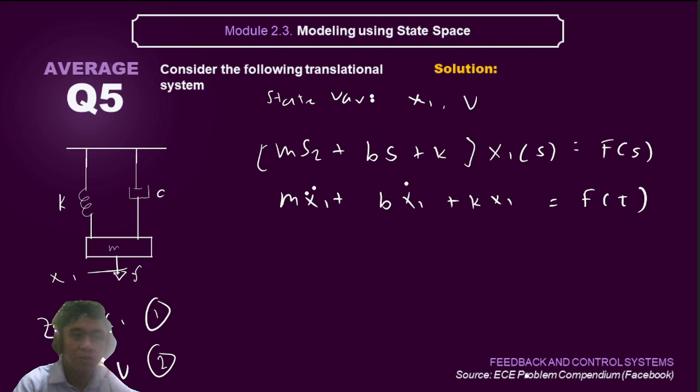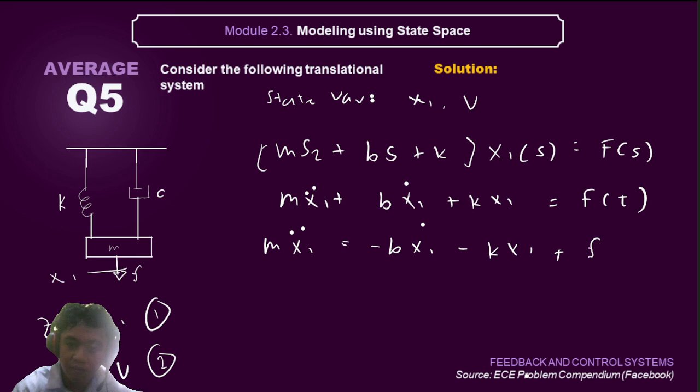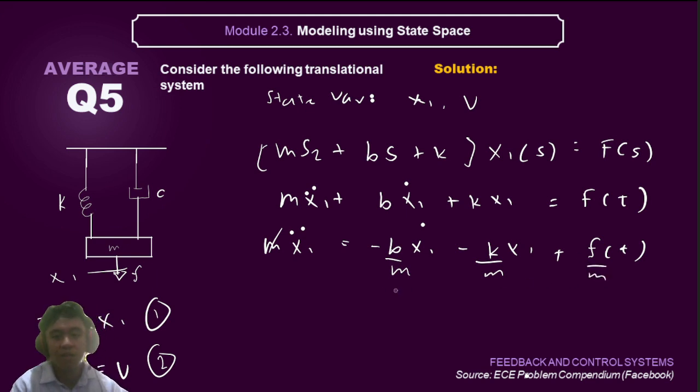So by doing so, by putting these two to the right hand side, I can write it as mx1 double dot equals negative bx1 dot minus kx1 plus f of t. Now, to isolate x1 double dot here, we divide everything by m. So this becomes that. This is negative b over m, negative k over m, and f over m, or 1 over m. Okay, so we have to remember this equation. This is the third equation.